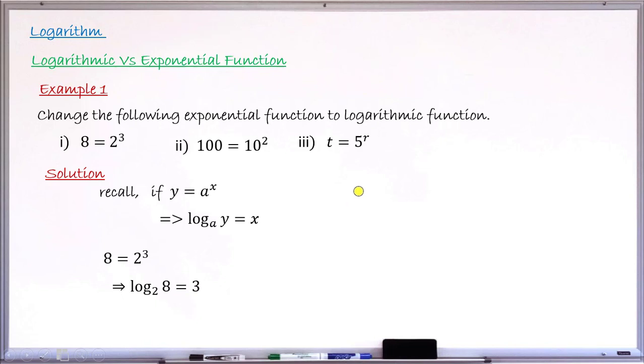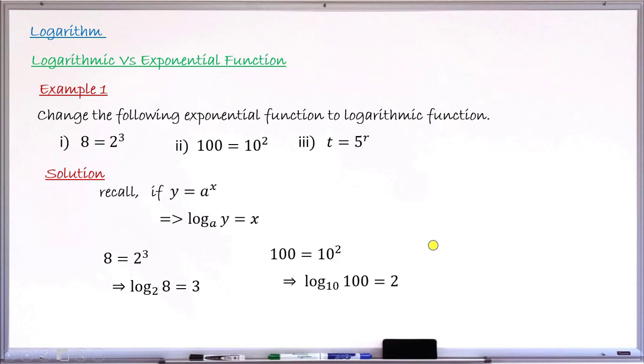You now move to equation 2 where we have 100 equals 10 raised to the power of 2. So to write it in its logarithm equivalent, you now have log to base 10 of this number 100 is now equal to this power 2. Let me write it: log to base 10 of 100 equals 2.